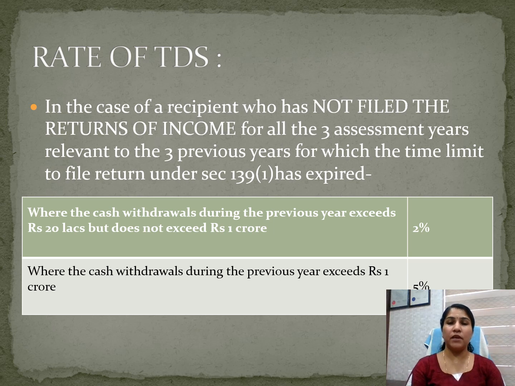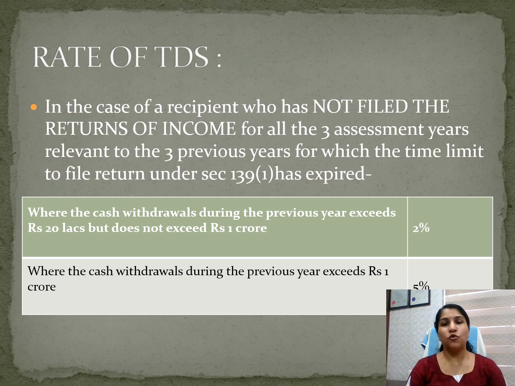For the purpose of determining the rate of TDS, the taxpayers have been divided into two categories by the Amendment Act 2020, that is, persons who have not filed their returns of income for the last 3 assessment years and persons who have filed their returns of income for the last 3 assessment years. Let's see what happens if a person who has not filed his returns of income for the last 3 assessment years withdraws cash above rupees 1 crore from a payer.